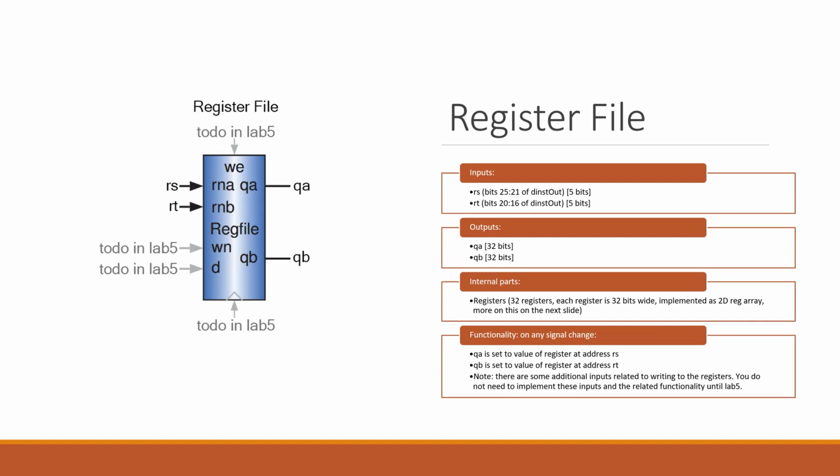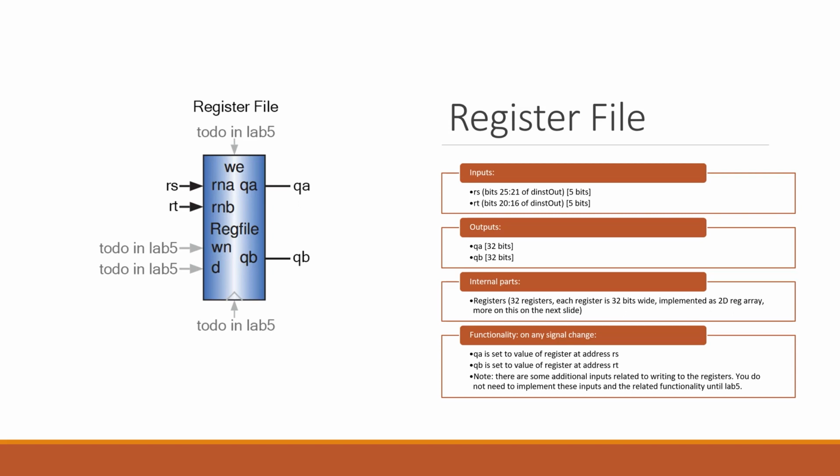Next, we have our register file. The inputs for our register file will be the values of RS and RT, both of which are 5 bits wide. The outputs will be QA and QB, both of which will be 32 bits wide. Internally, we'll have our 32 general purpose registers, each register being 32 bits wide, implemented as a 2D register array. This will be done similarly to how we implemented our instruction memory, but there are some differences that I'll cover in the next slide.